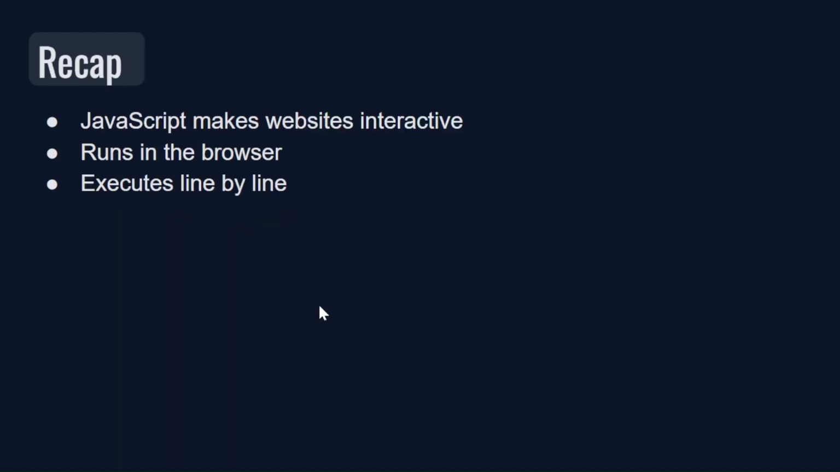Let's quickly recap what we've learned. JavaScript is a programming language. It makes websites interactive. It runs in the browser and executes code line by line. In the next video, we'll set up our tools and write our first real JavaScript code.